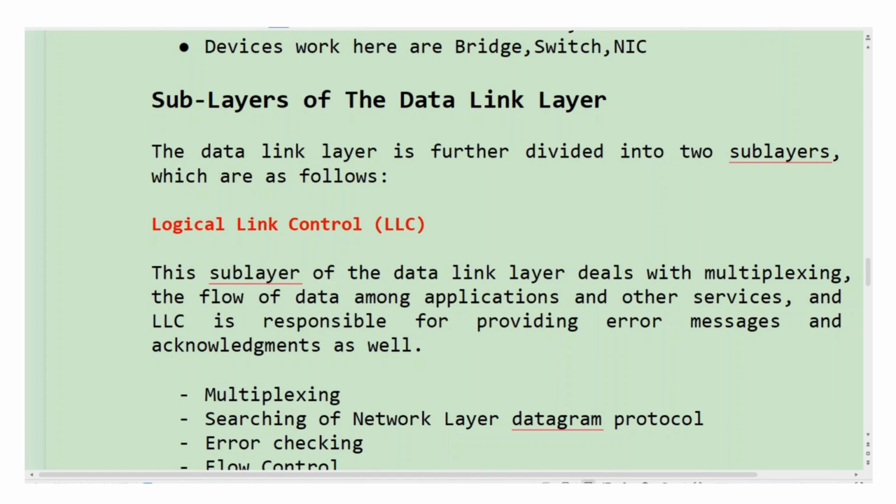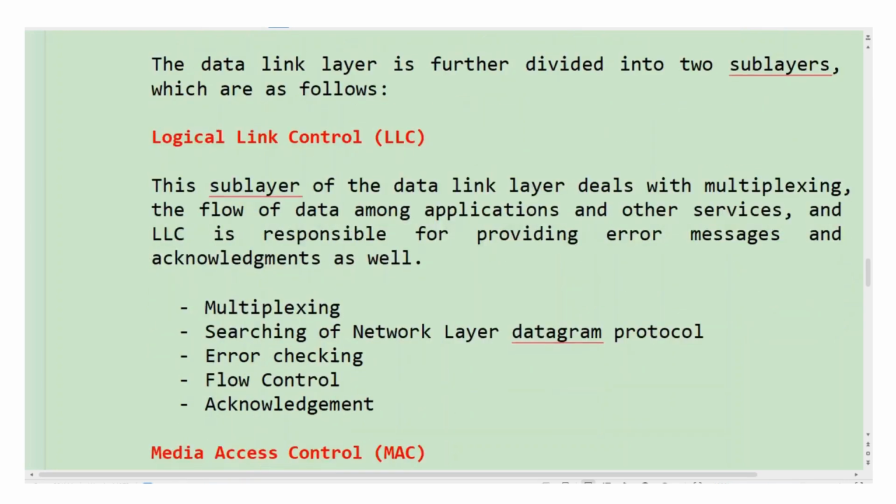There are various benefits of the data link layer. Let's look into it. First, framing. The packet received from the network layer is known as a frame in the data link layer.